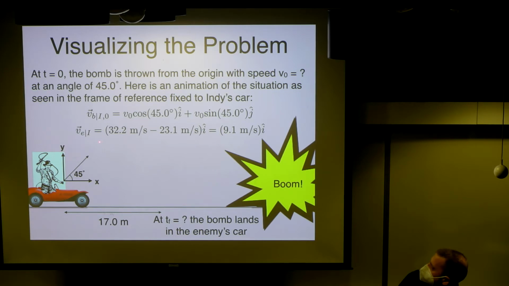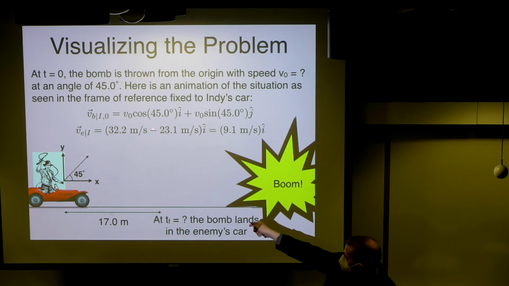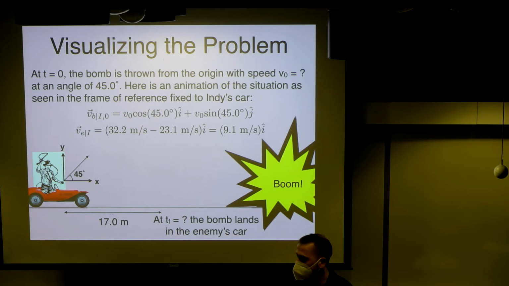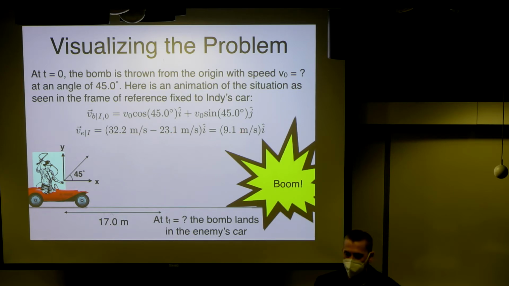So first of all, let's take a look at this second line. This says VEI. What does that mean? It's the velocity of the enemy's car relative to Indy. Relative to the ground, the enemy's car is moving at 32.2 meters per second. But relative to Indy, you have to subtract off his velocity, which is 23.1 meters per second. Okay? And if you do that, 32.2 minus 23.1, you get 9.1 meters per second. So Indy sees this car ahead of him gaining an extra 9.1 meters every second.